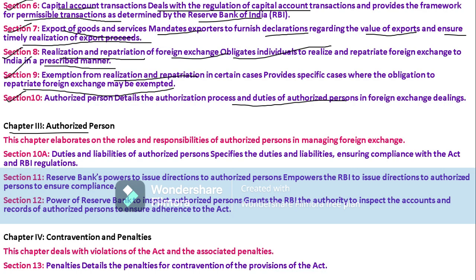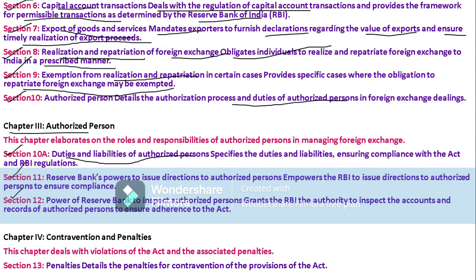So under Chapter 3, Section 10, Section 11, Section 12 all specify the duties and liabilities of the authorized person, who controls him, what the contraventions are and what the penalties are. Section 10A covers the do's and don'ts of the authorized person, what his responsibilities and liabilities are, and how he should comply with the regulations of the RBI. Each and everything the authorized person does has to be according to the provisions of the RBI.